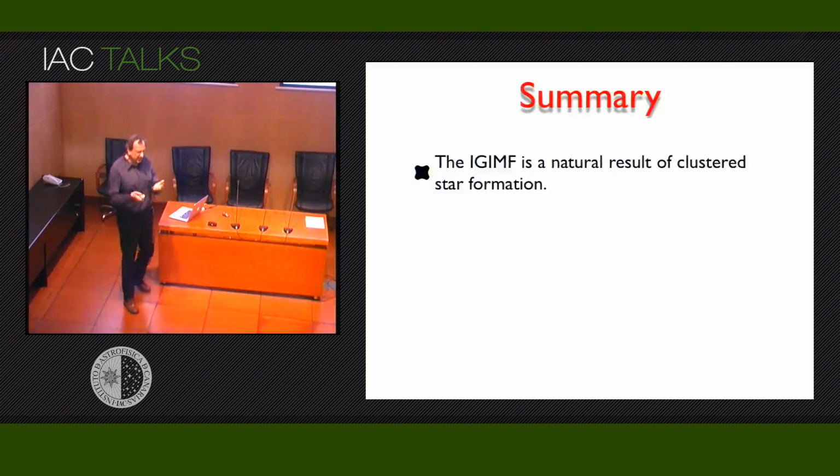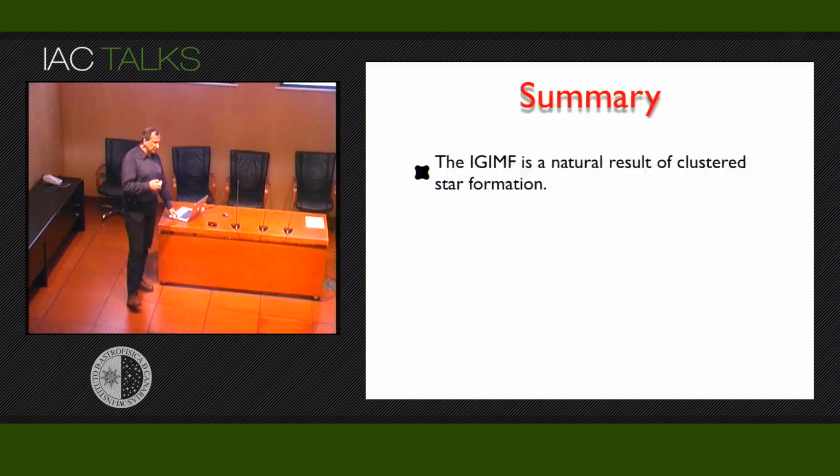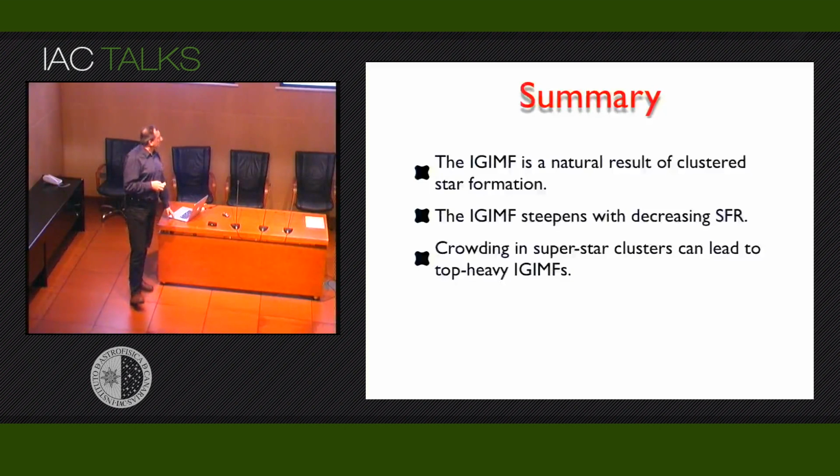So to conclude, the integrated galactic stellar initial mass function is a natural result of clustered star formation. If stars form in star clusters, the IMF of a whole galaxy is always the sum of all these IMFs in the star clusters. And if there is an effect, in the sense that the IMF depends somehow on the environment, on the size and mass of the star cluster, the IMF for the whole galaxy has to be different than the one from individual star clusters.